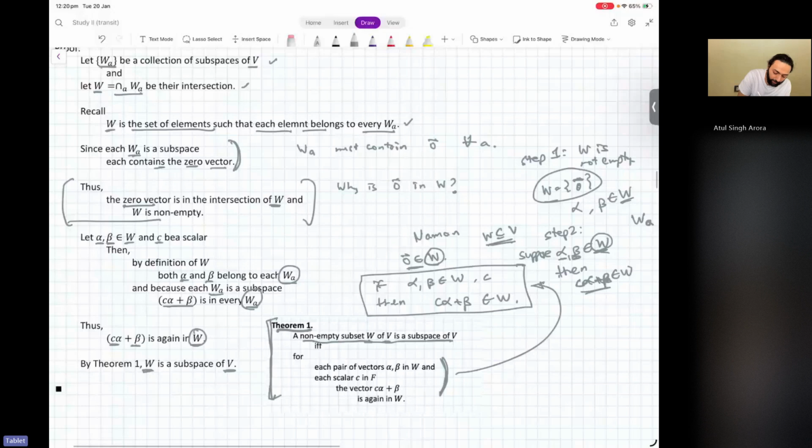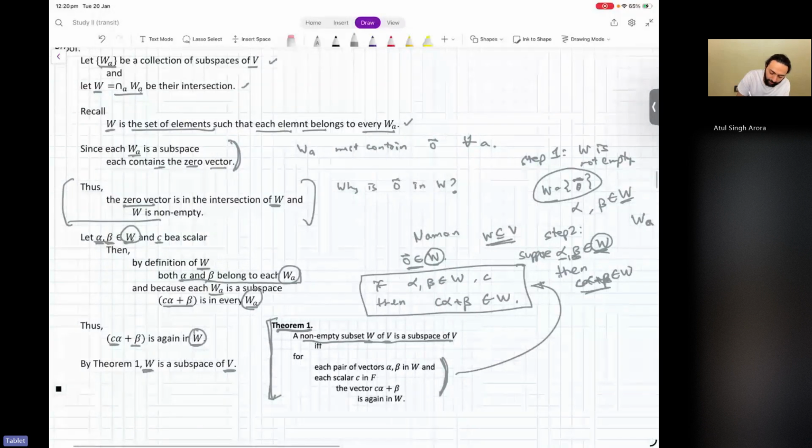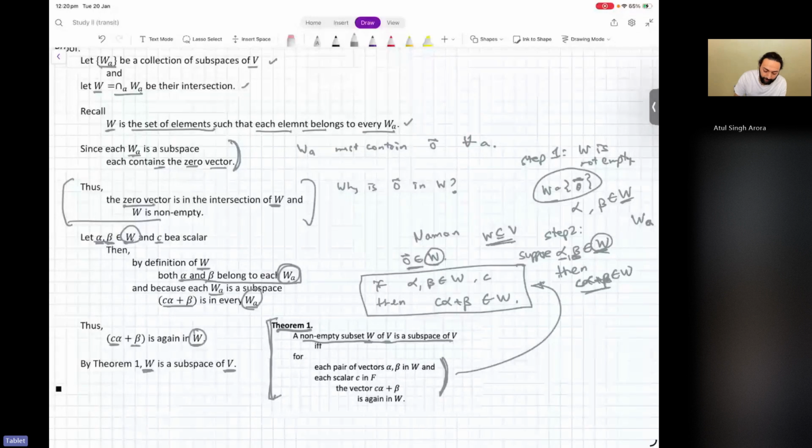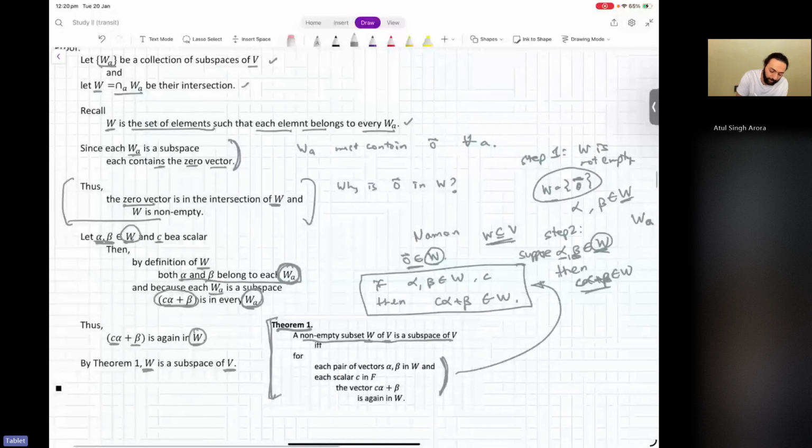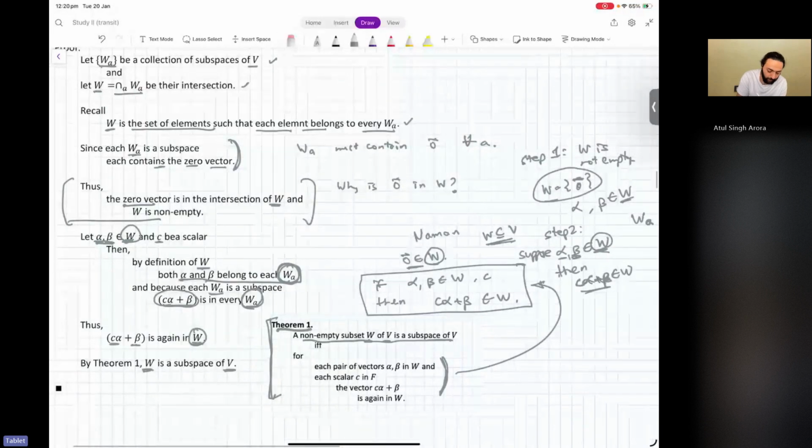So if alpha and beta belong to W, then by the definition of W, they also have to be in each of the W_A. And then because the W_A are subspaces, the linear combination would again be in each of the W_A, which in particular means that the linear combination would again be in the intersection of all the W_A, which means it will be in W, which is what we're showing here.